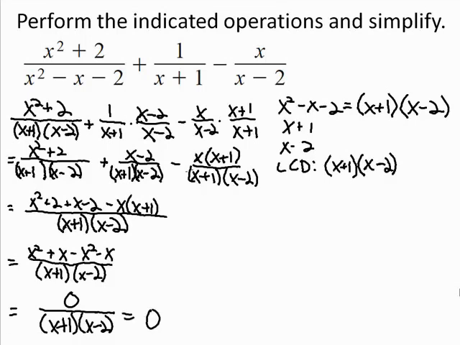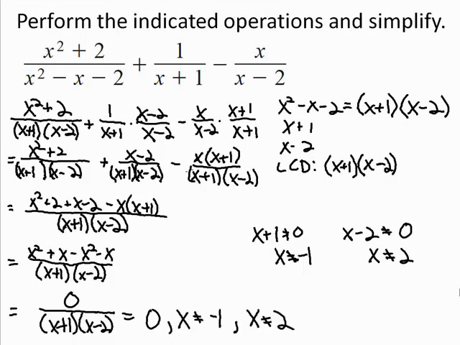This expression has to have the same domain as the original expression. In the original expression, there is an x plus 1 and an x minus 2 in the denominator. So x plus 1 cannot be equal to 0, and x minus 2 cannot be equal to 0. Subtract 1 from each side in the first equation. x cannot be equal to negative 1. Add 2 to each side in the second equation. x cannot be equal to 2. The solution is 0, where x is not equal to negative 1, and x is not equal to 2.